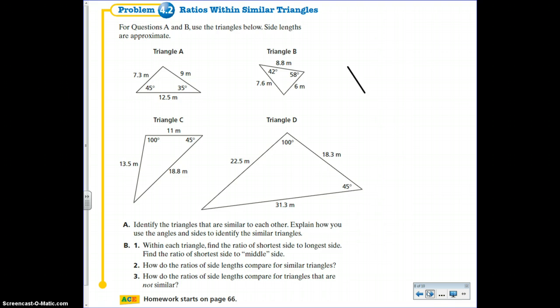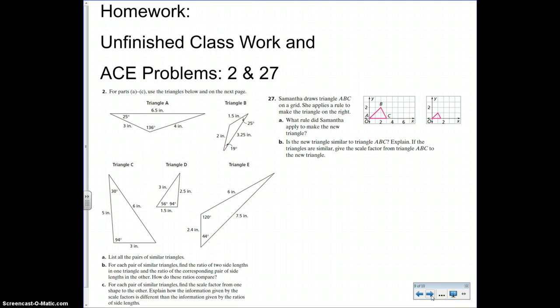And at the end of this, I will show you your homework. It is problem 2 and 27. If you get finished with the classwork, you can do this during class time. If you complete all of the work, make sure you're working on something else productive or reading quietly. I appreciate you guys working in the afternoon on this, and I hope that it all makes sense.